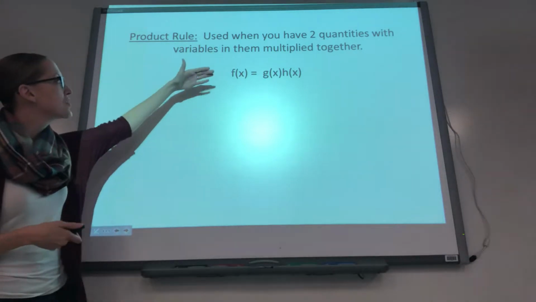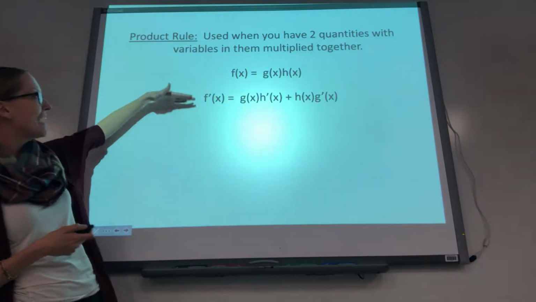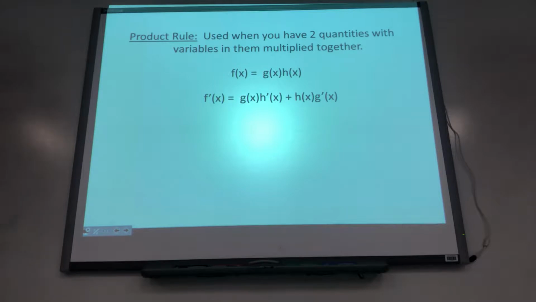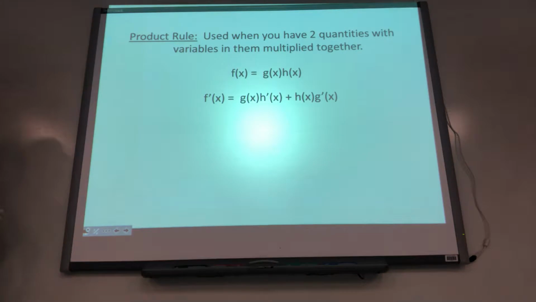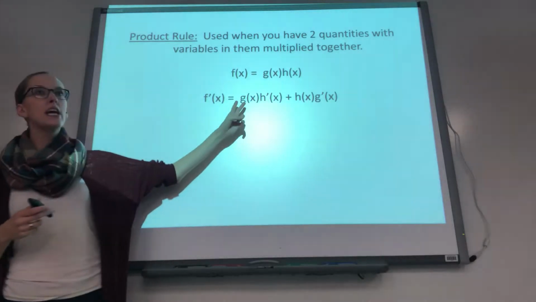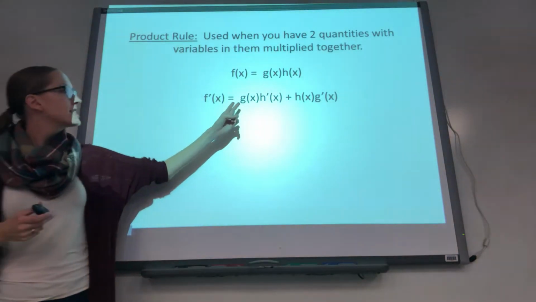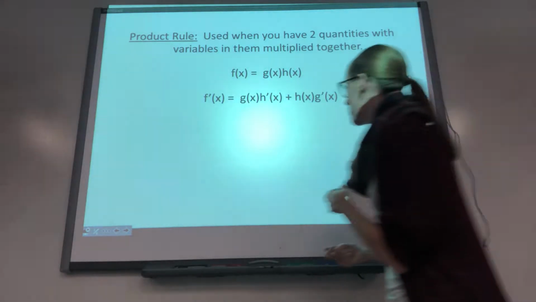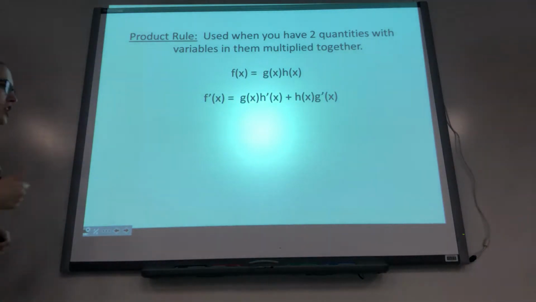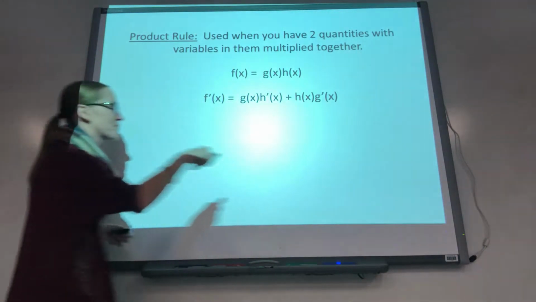And now I'll show you how we would take the derivative of that. So this is a little long here. Make sure that you get all this down correctly. It says f prime of x is going to equal g of x times, because it's right next to each other, times h prime of x plus h of x times g prime of x.